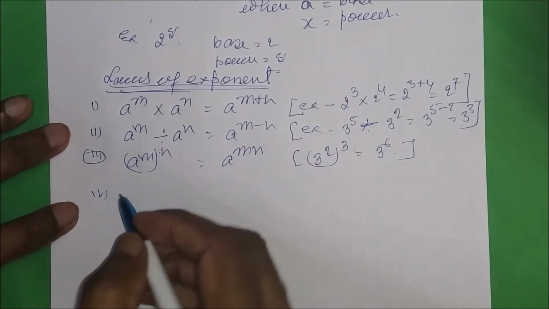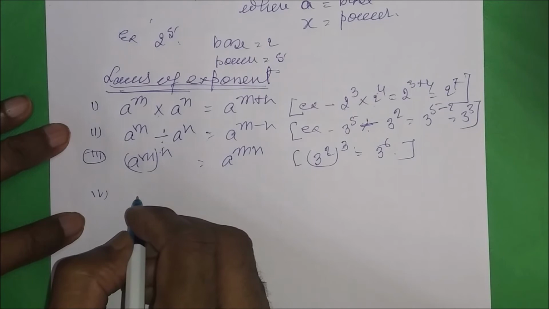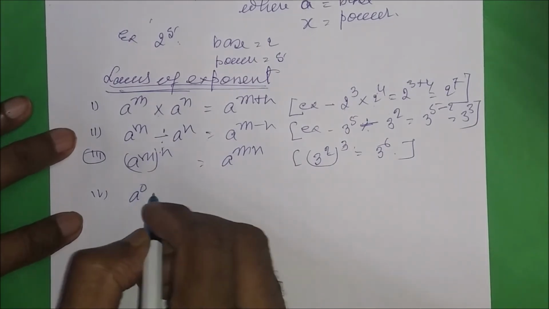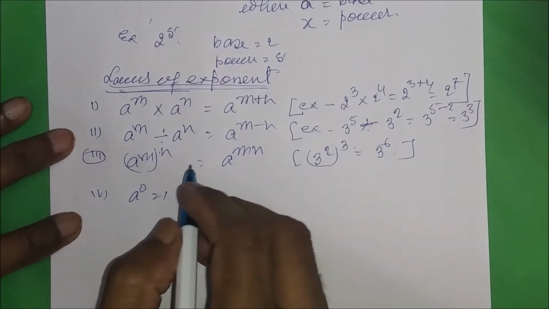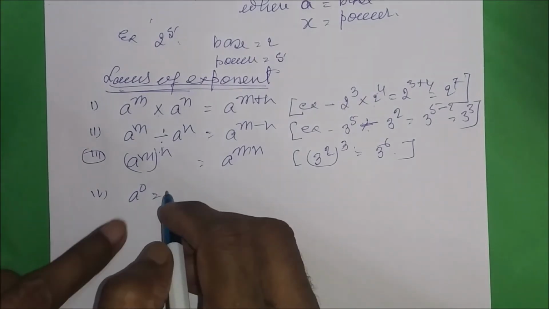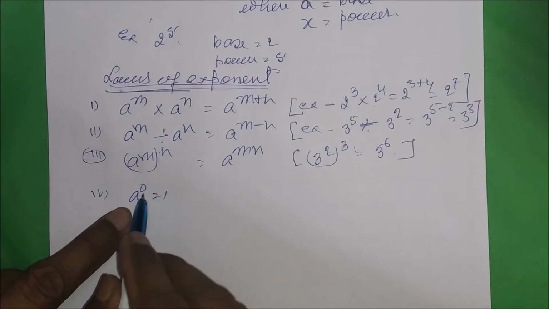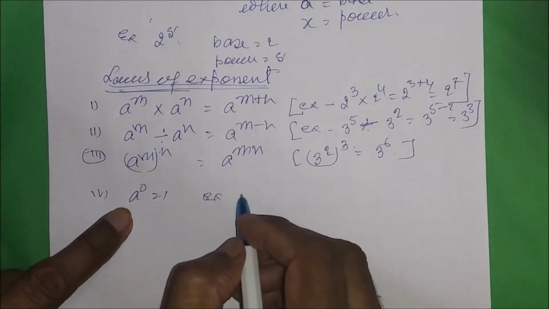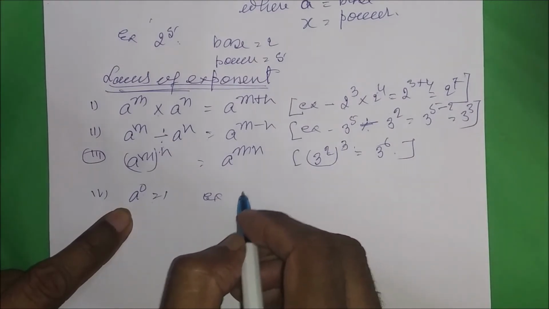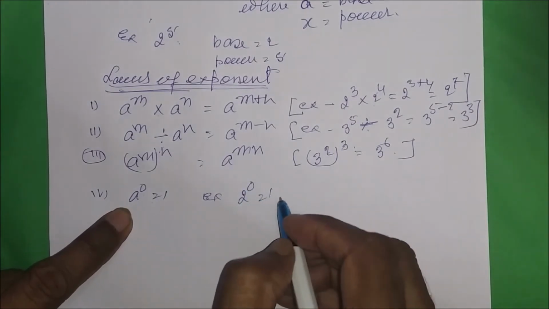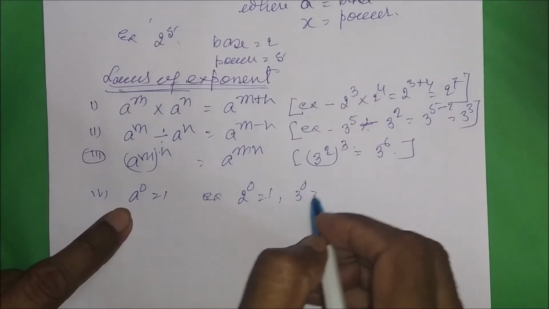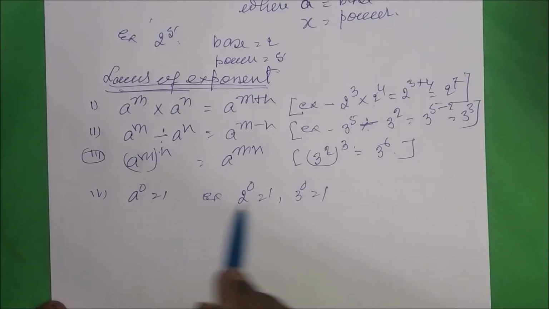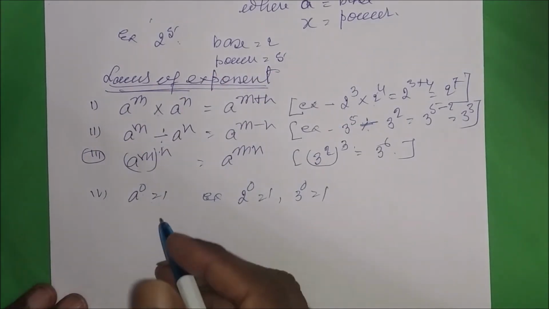And then afterwards, if any number has the power 0, a to the power 0, it will be 1. If any base is there and the power is 0, then it is considered as 1. For example, 2 to the power 0 is 1, or 3 to the power 0 is 1. Whatever the base is, if the power is 0, we write only 1.